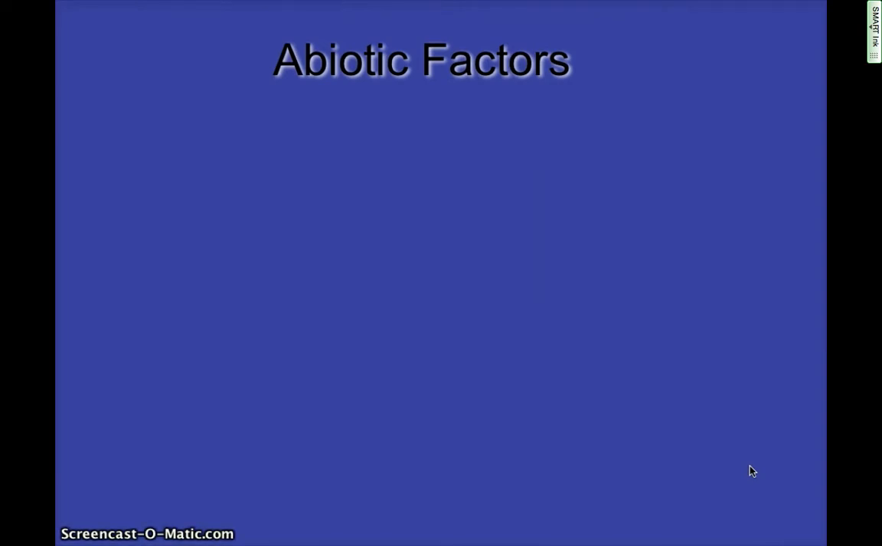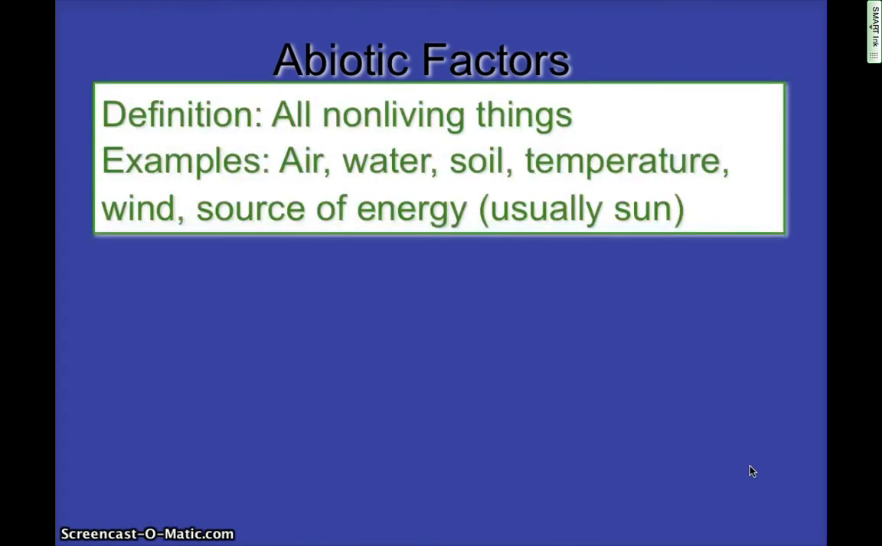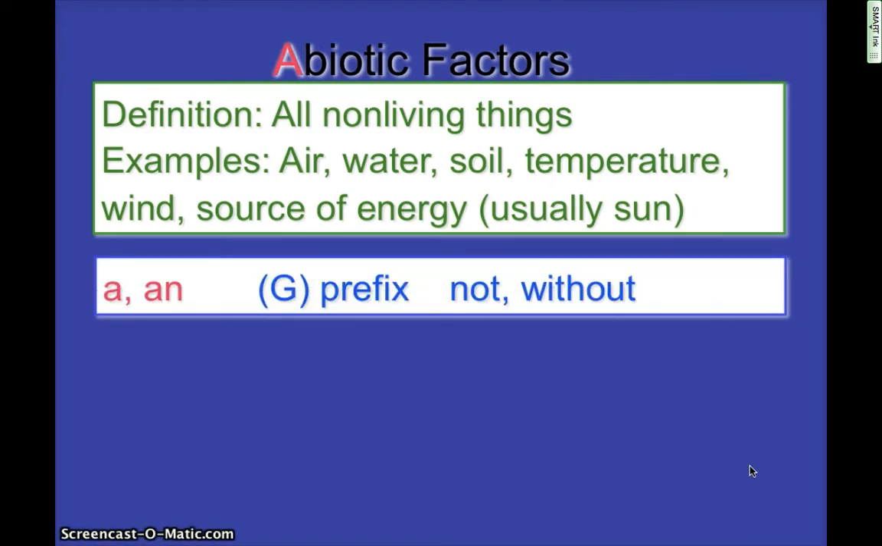Abiotic factors are sort of the opposite of this. So the definition of abiotic is just non-living things. Examples include air, water, soil, temperature, wind, a source of energy, which is primarily the sun. And anytime we have an a as a prefix before a word, so we have abiotic, we know that biotic means living, but abiotic means not living or without life.